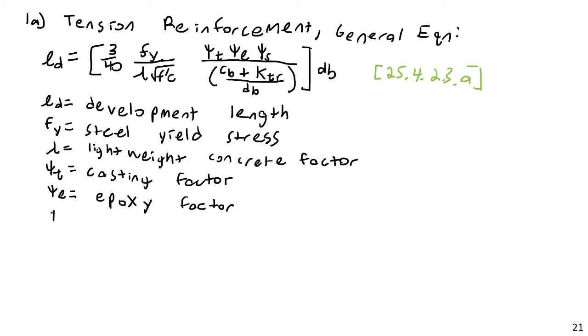Psi s is the size factor. And then d sub b, db, is just the diameter of the bar.